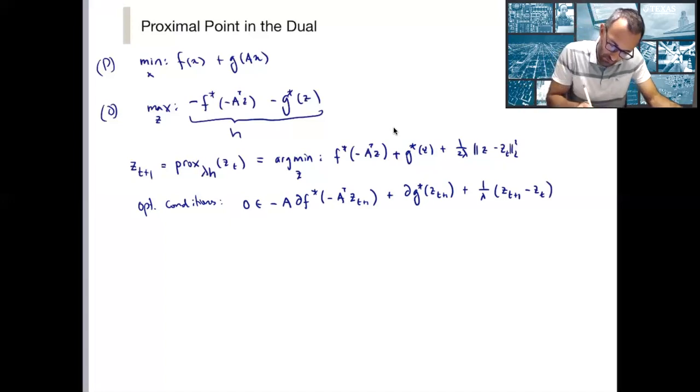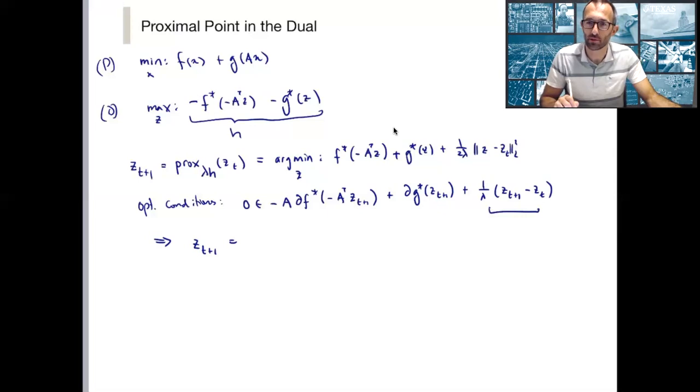And so I can now write down my update. z_{t+1} is equal to, so I'm just going to solve for z_{t+1} here. I'm going to multiply through by λ, move everything, and then isolate z_{t+1} on one side.